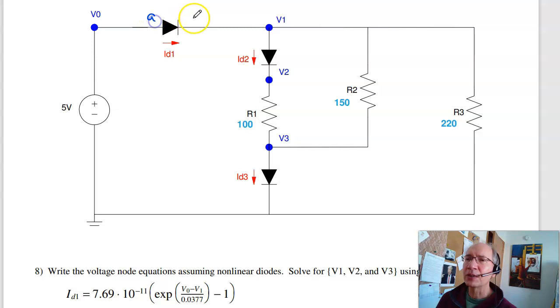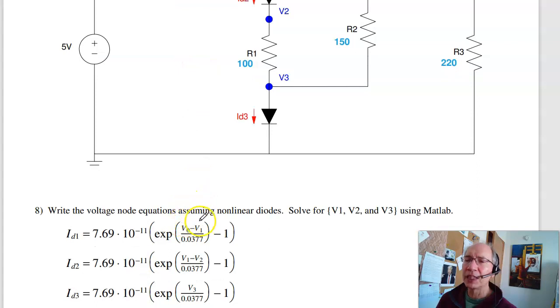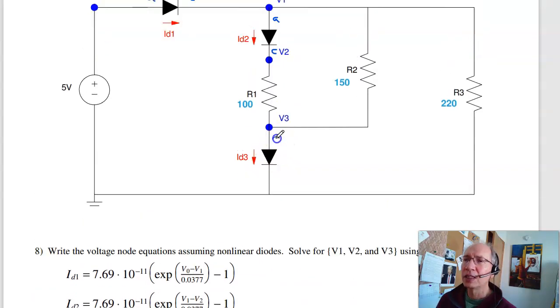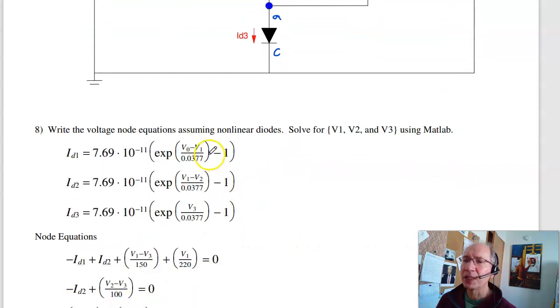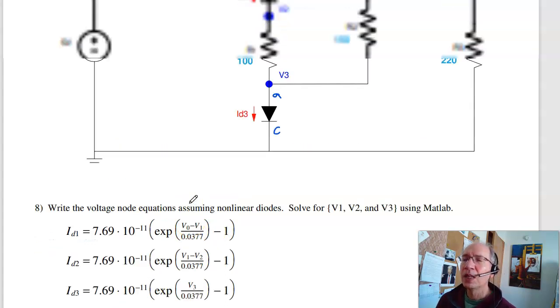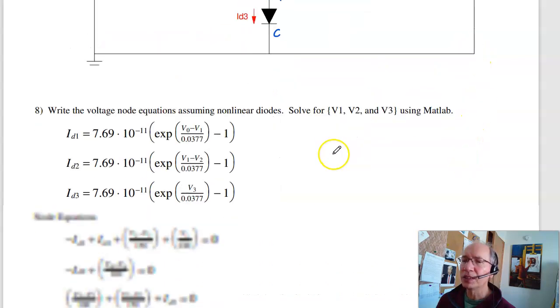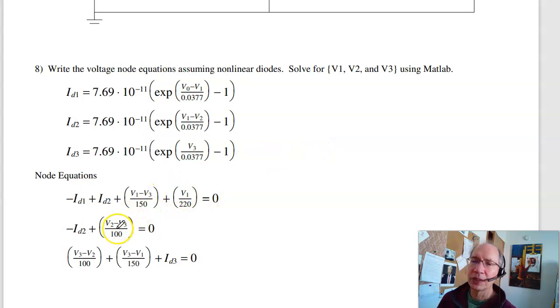So starting out, going anode to cathode, if I know the voltages, I know the current, ID1, is the voltage anode to cathode. For diode 2, it goes anode to cathode, V1 minus V2. Diode 3, anode to cathode, V3 minus 0. So those are my 3 diode equations. They depend upon the circuit. The node equations then. At node 1, I've got the current left, which is minus ID1. Current down, plus ID2. This current, V1 minus V3 over 150, plus this current, V1 minus 0 over 220, has to be 0. Likewise at node 2, likewise at node 3.